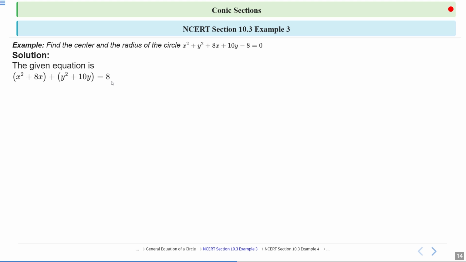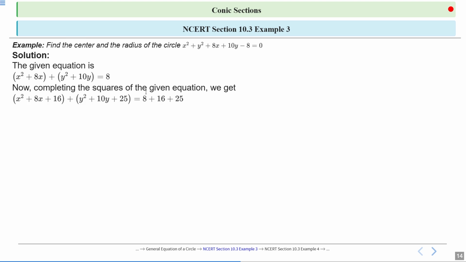Why have we taken it like this? Basically, we are going to complete the square. So for that we group the x terms and y terms, and we move the constant term to the right hand side.